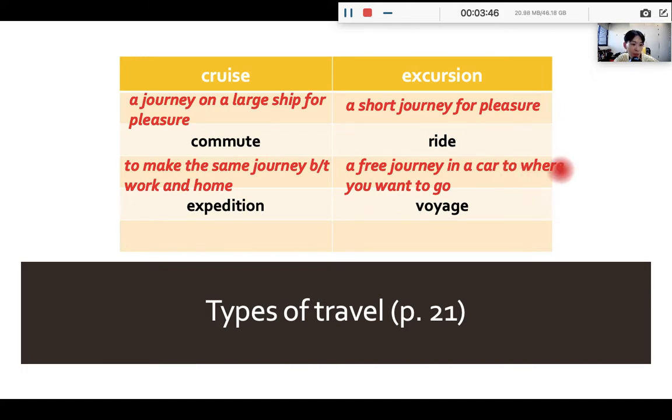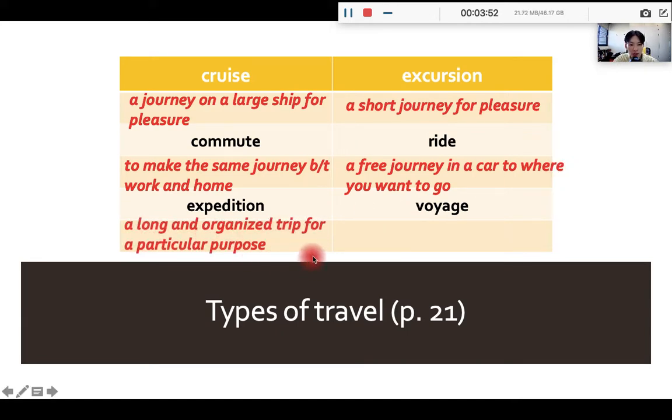Okay? The third pair here, expedition. An expedition is a long and organized trip for a particular purpose, which means an expedition is the opposite of an excursion. And voyage is a long journey by ship. Okay, so it usually refers to a trip by ship. Okay, so these are the first 3 pairs. Cruise, excursion, commute, ride, expedition, voyage. I recommend you write down the ones you don't know. Okay, write down the definition for the ones you don't know.